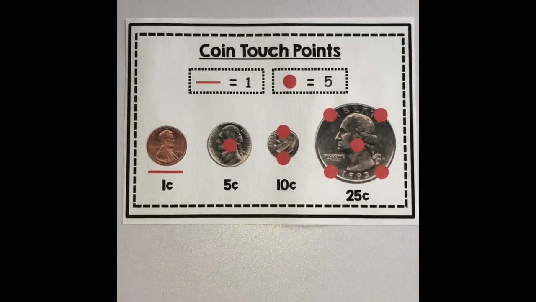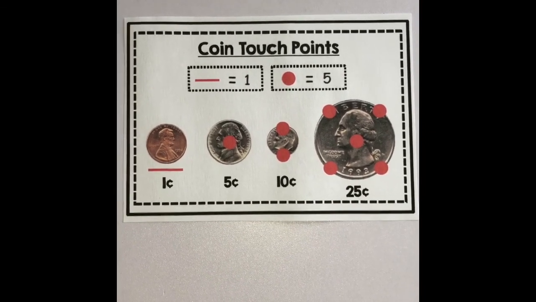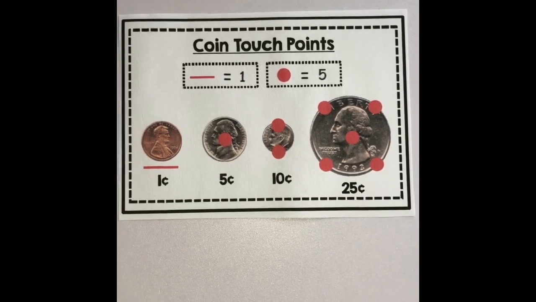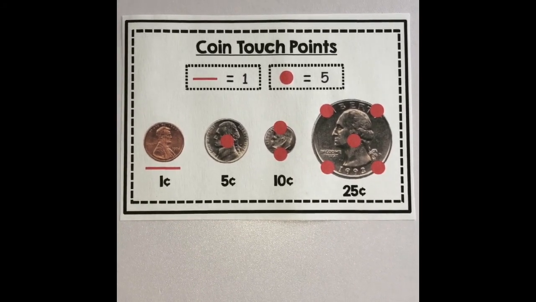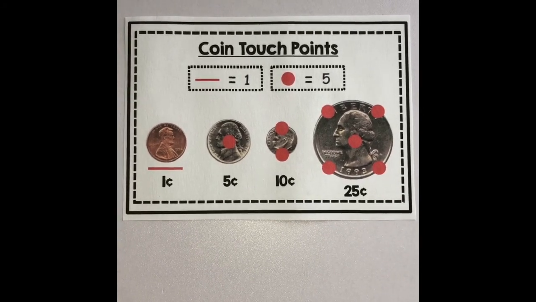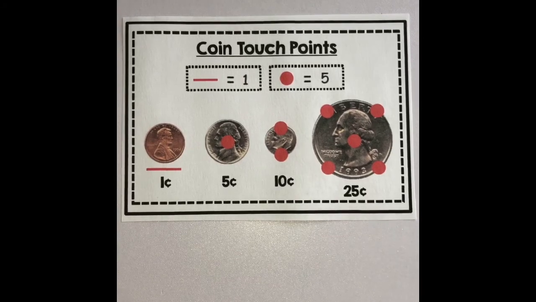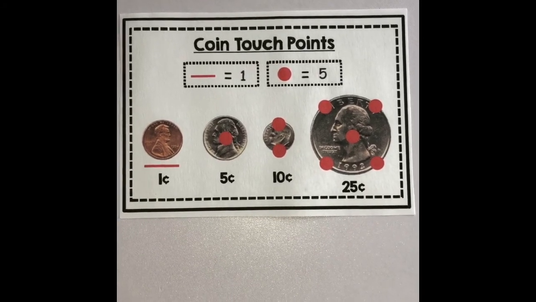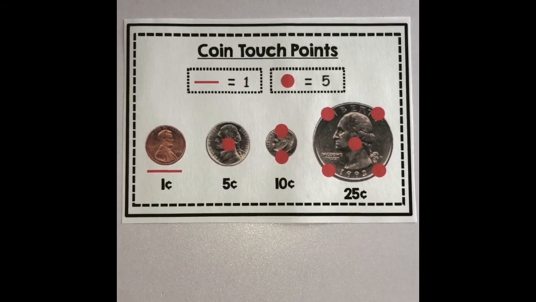We're going to talk about coin touch points. Coin touch points is a little trick that will help my friends that are having a hard time counting coins. So hopefully this little trick will help. Whenever you see a red dot on the coin, you're going to touch it and count by fives, okay?